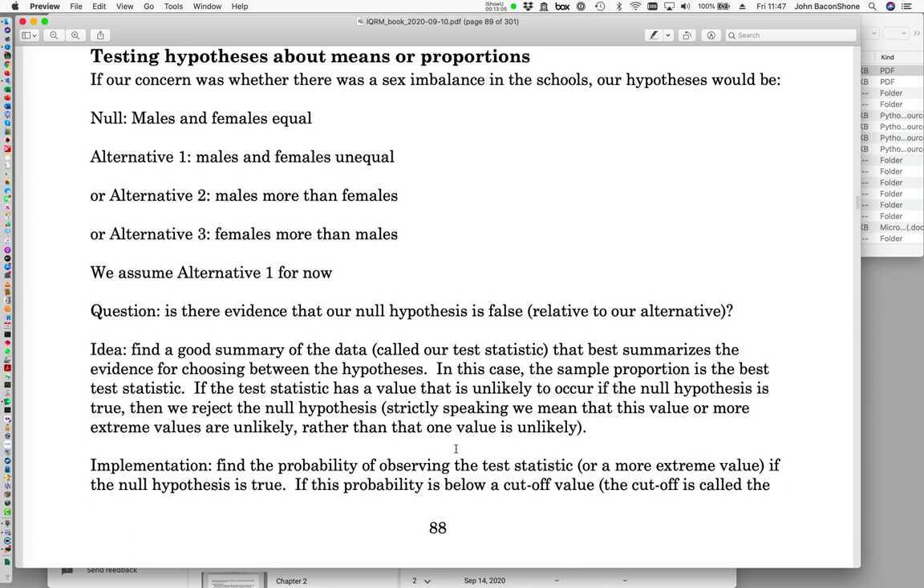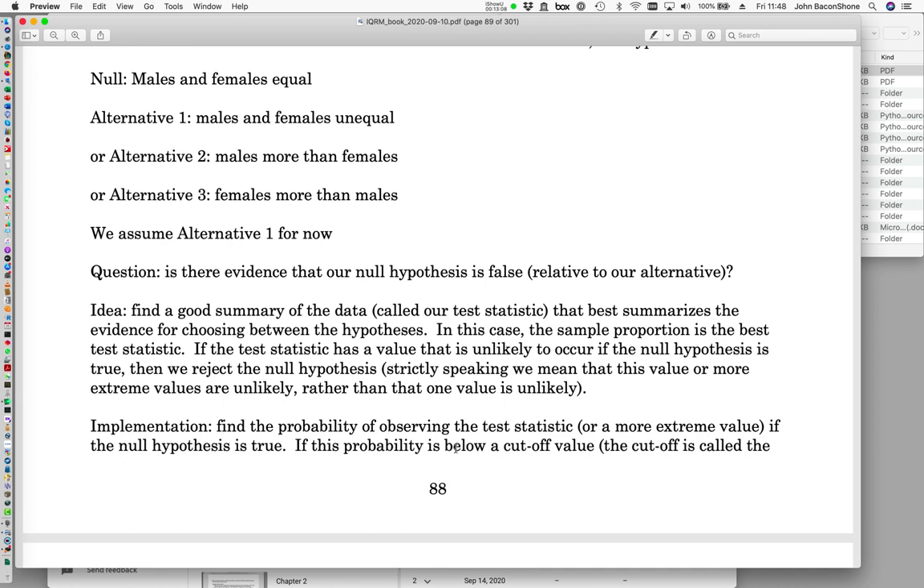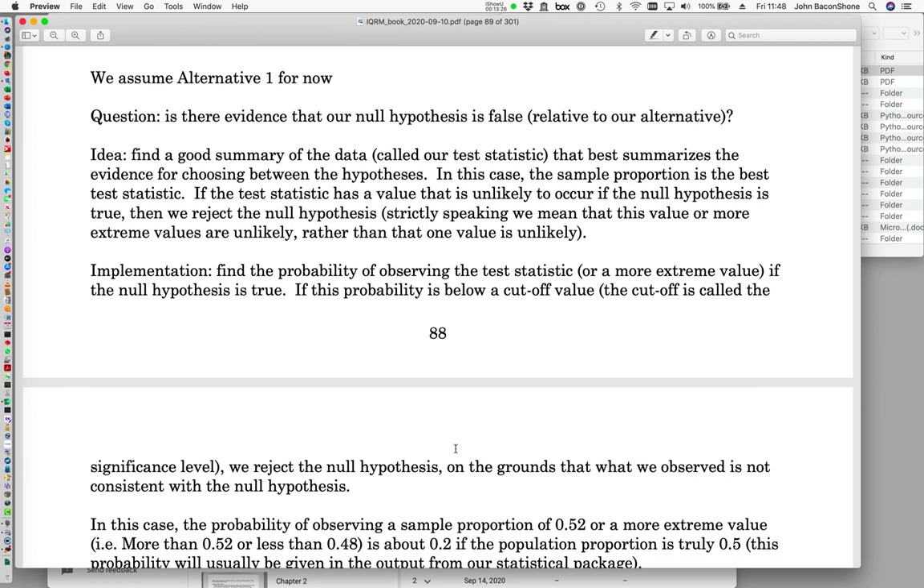Well, first of all, we need to find the probability of observing the test statistic or a more extreme value if the null hypothesis is true. And if this probability is sufficiently small, we will reject the null hypothesis. So what does sufficiently small mean? What is our cutoff value? This is what we call the significance level, right? So if we get a probability less than this, then we will reject the null hypothesis on the grounds that what we observed is not consistent with the null hypothesis, okay?